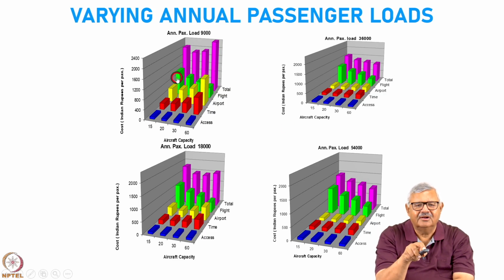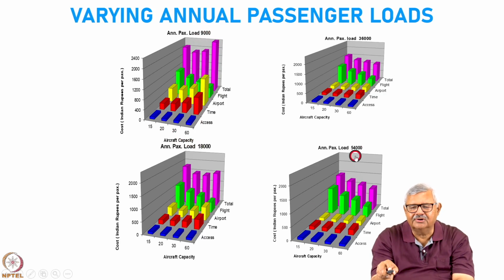What you see is, for the smallest aircraft, you have high generalized cost. It reduces when you make the aircraft larger, but it starts increasing again for bigger aircraft. So, the optimum value or the lowest value is for the 20-seater aircraft. This is at low passenger load.